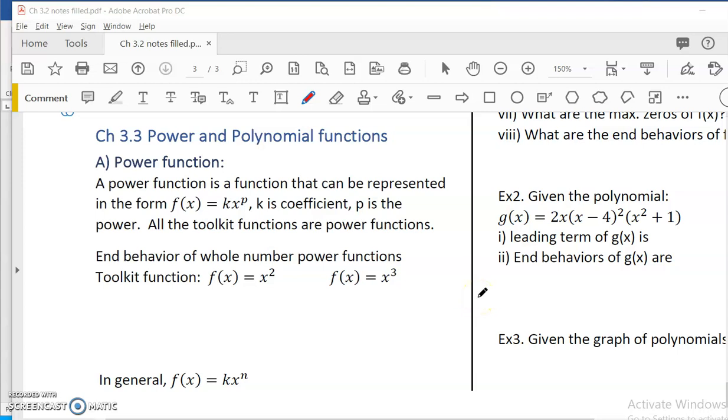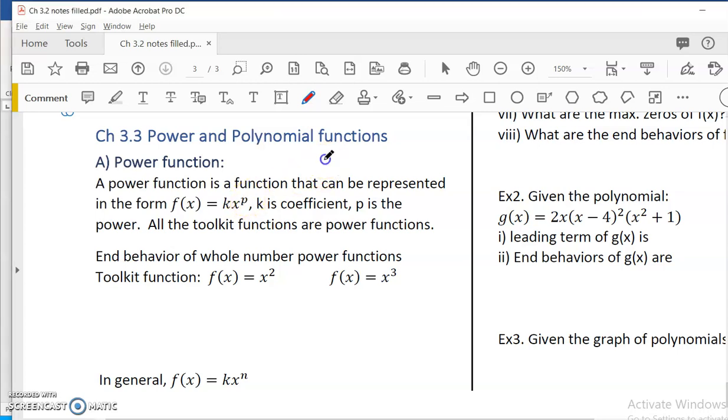So what is the definition of a power function? What does it look like? Instead of looking at the graph, we'll look at the formula first, because the formula is very easy. It's a constant k times x to the power p. P is a power. Strictly speaking, for a power function, x to the p can be any number.